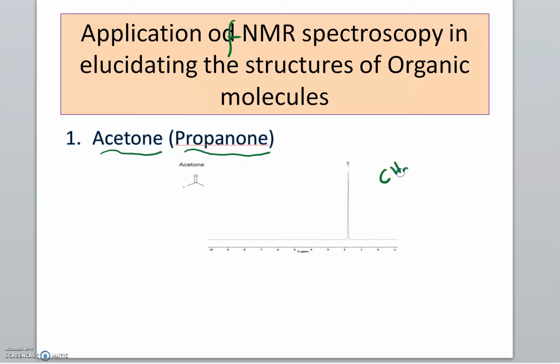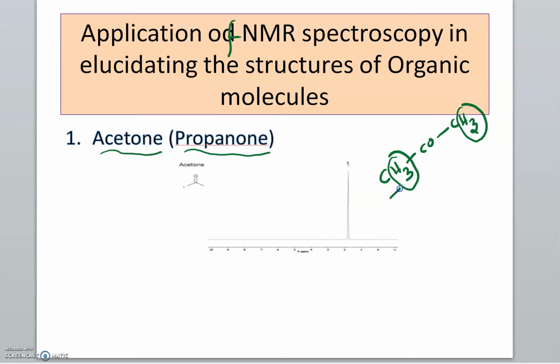Acetone, we know that the formula is CH3COCH3. Then how many lines are you expecting? Yes, of course. We know that here there are 6 hydrogens, 3 here and 3 here. All these 6 hydrogens are chemically equivalent.